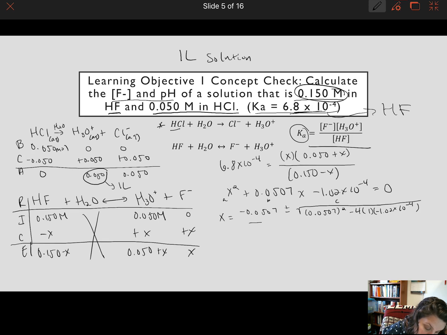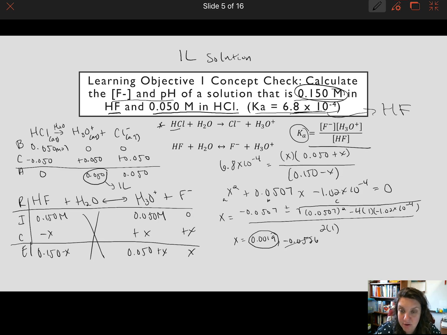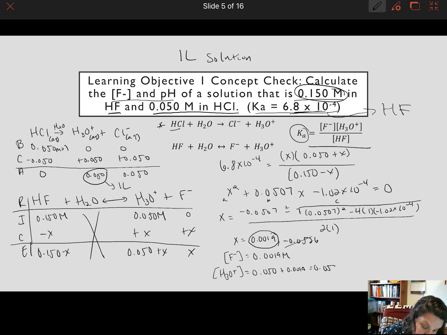Okay, and then when we solve the quadratic, we get X values equal to 0.0019 and negative 0.0526, which we know is not correct because it's a negative value. So our x value is this one right here. From here, we can find our F minus concentration, which is equal to 0.0019 molar, and we can find our hydronium concentration, which is 0.050 plus 0.0019, giving us basically 0.052 molar.